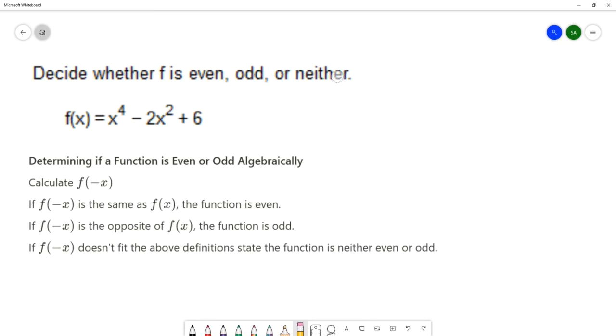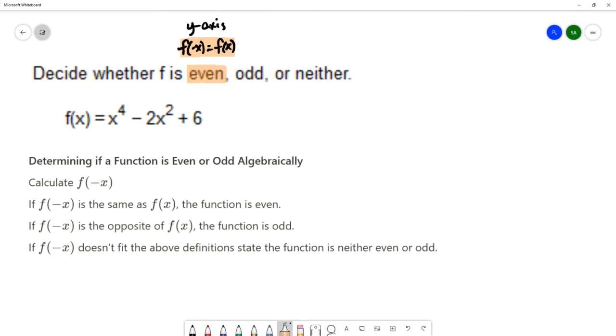And we have some definitions for a function being even. A function is even whenever it follows this definition: f of -x is equal to f of x. And essentially, this is a symbolic way of saying that the function has y-axis symmetry.